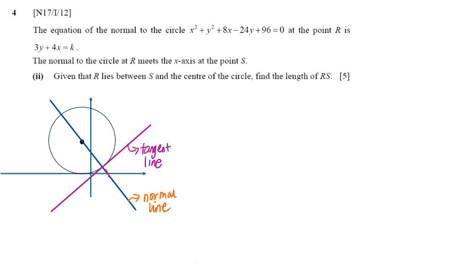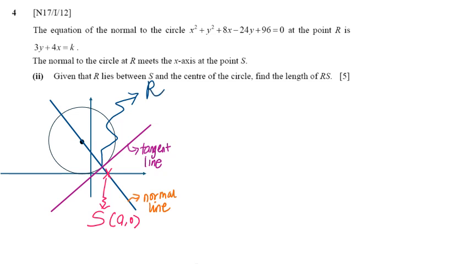One point is point R. R is the point where the normal to the circle meets the x-axis. It's a bit confusing. Never mind, let's identify where point S is first. Point S is easier to identify because it is just the point on the normal line that meets the x-axis, where the y-coordinate is 0. Point R is the intersection point of the normal line and the tangent line. It's a point on the circle, and it also lies on the normal line.